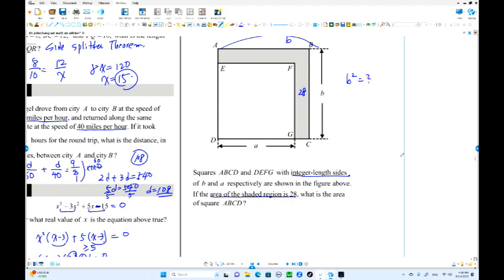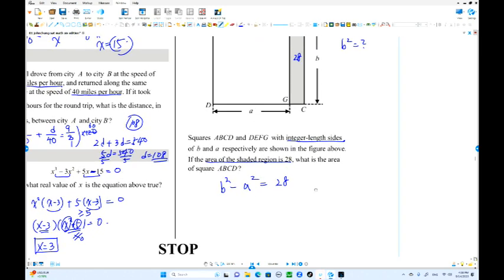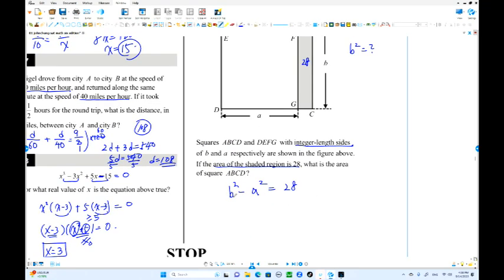So we're gonna find the equation relation between A and B using this 28, the shaded region. How can you find the shaded region? B squared minus A squared, right? That is the shaded region equals 28. But we know that B and A are integers. Because we have two variables, B and A, we need to use two equations. But there's only one equation over here, okay? But where is another equation?